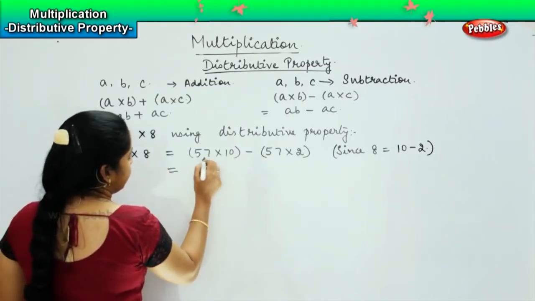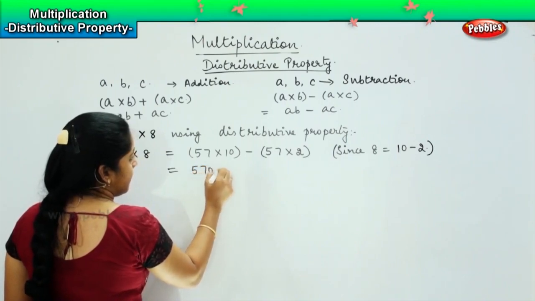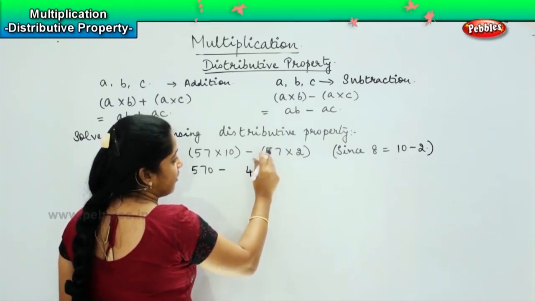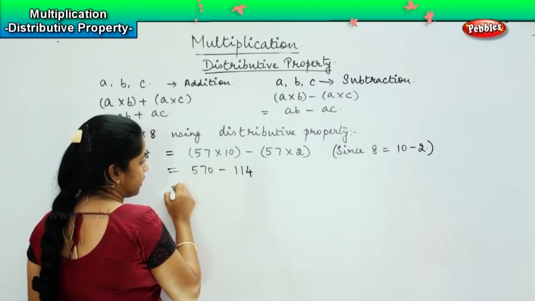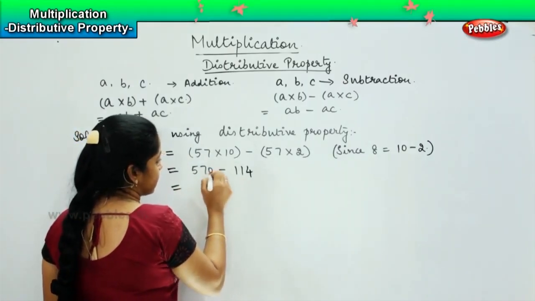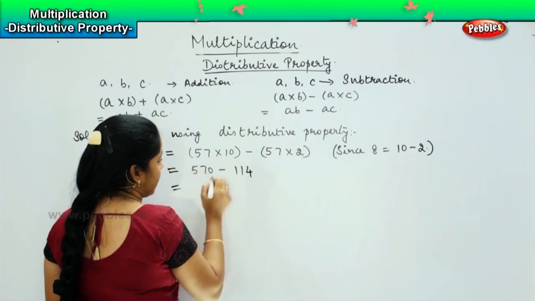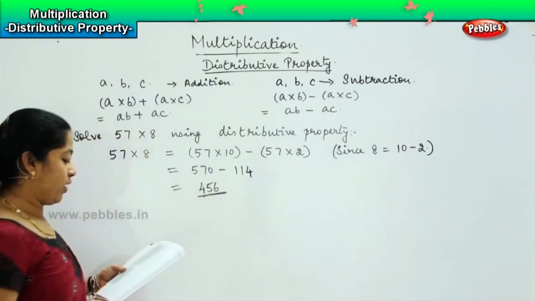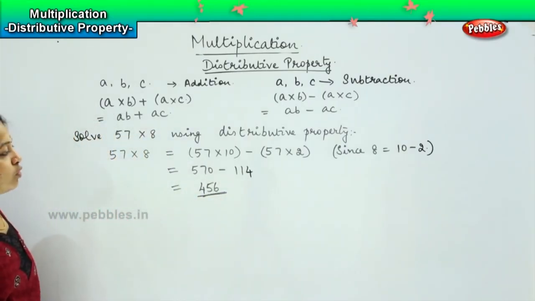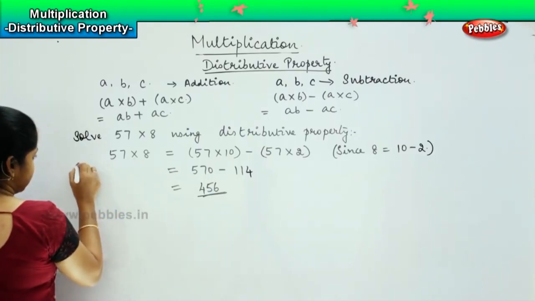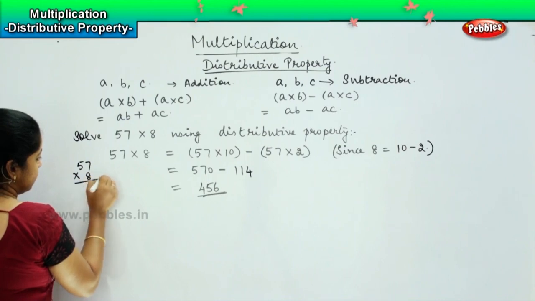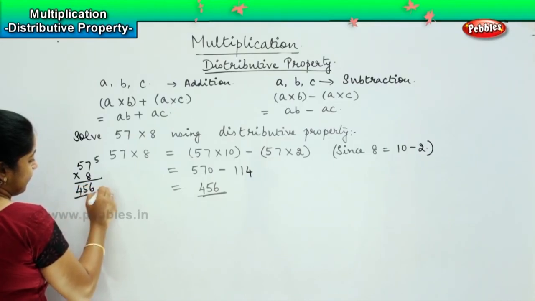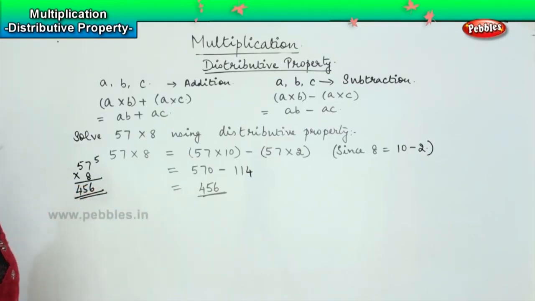Okay. So now 57 into 10 is 570 minus 57 into 2. So 7 into 2 is 14, carry 1, 5 2s are 10, 10 plus 1, 11. So my answer will be 10 minus 4 is 6, 6 minus 1 is 5, and 5 minus 1 is 4. My answer is 456. Now let us try to solve this directly using multiplication. If I solve 57 into 8 here, 7 8s are 56, 5 8s are 40, 40 plus 5, 45. So in both cases, I get the same answer.